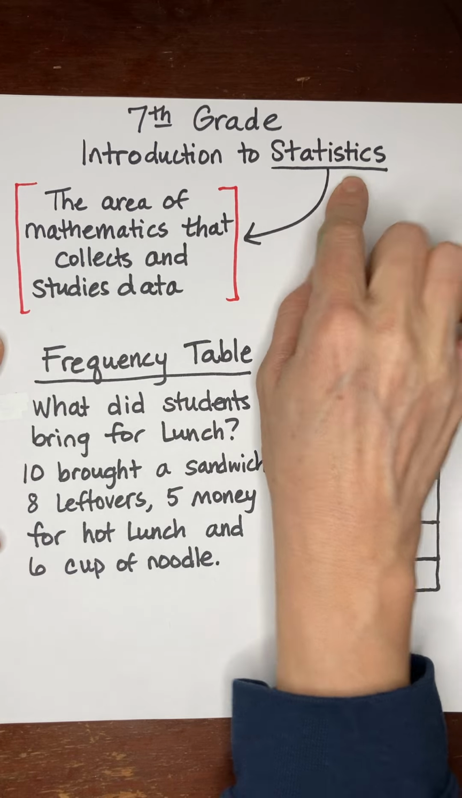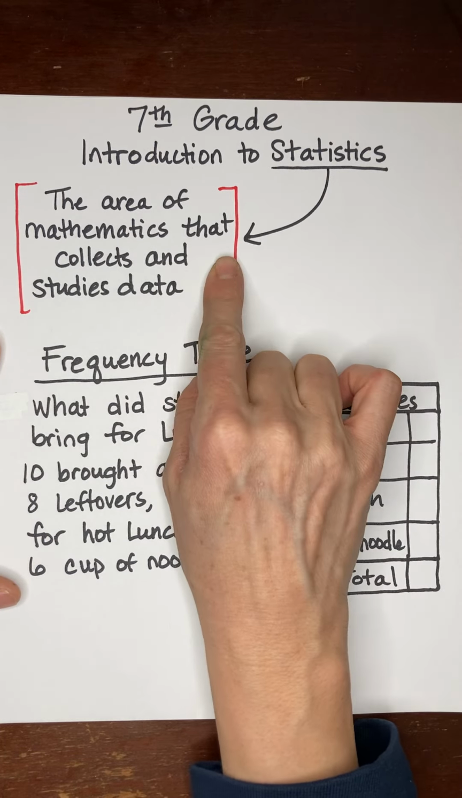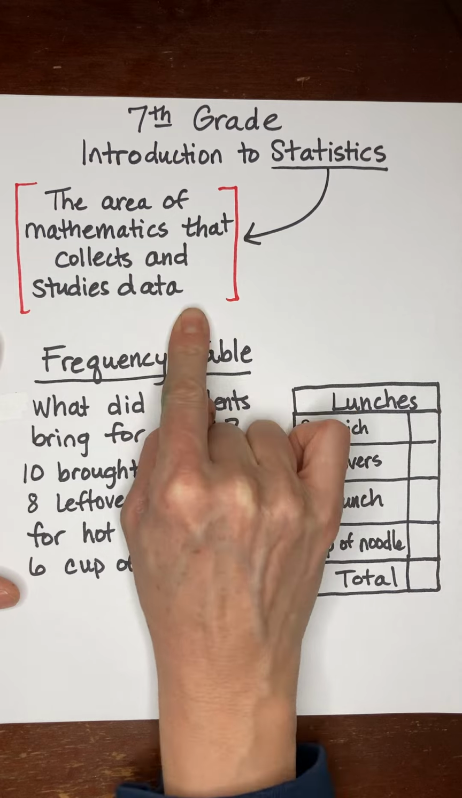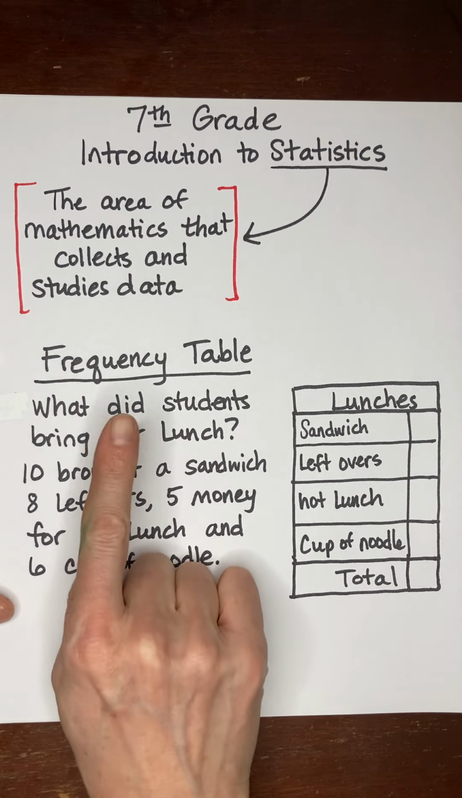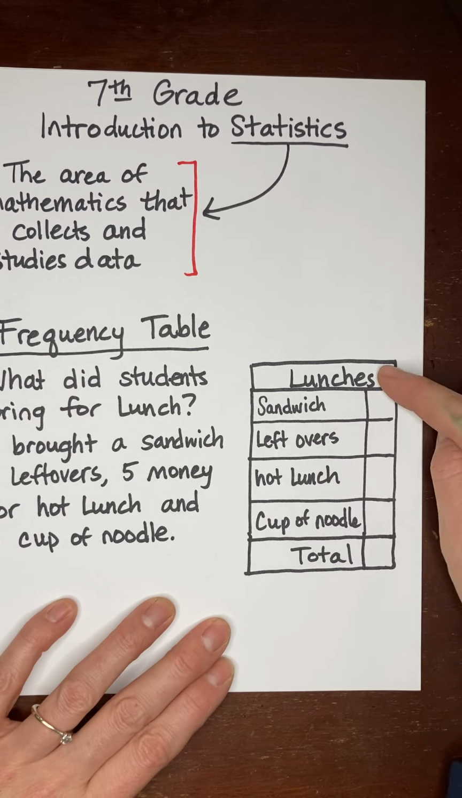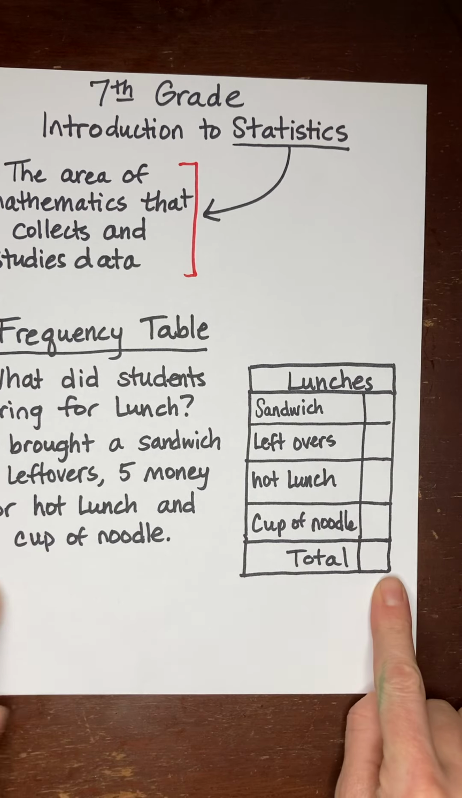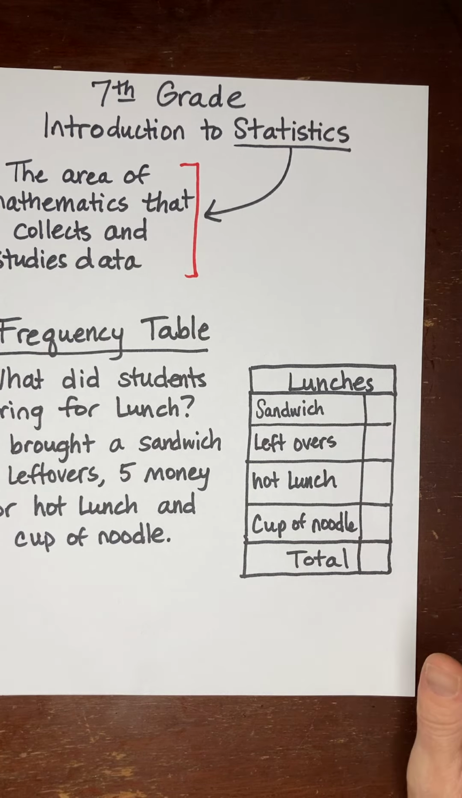Okay, statistics. That's just the area of math that collects and studies data. So let's look at one way we can collect and study data, and that's with a frequency table. Okay, you might see something that looks like this. Sometimes it's going horizontally instead of vertical, but it's all the same thing.